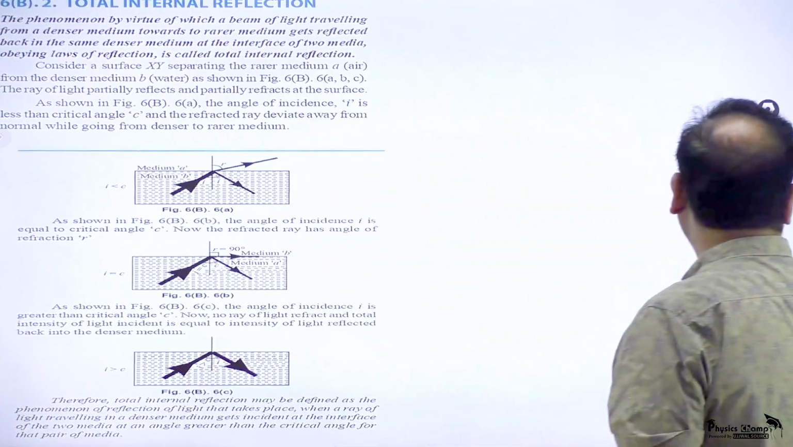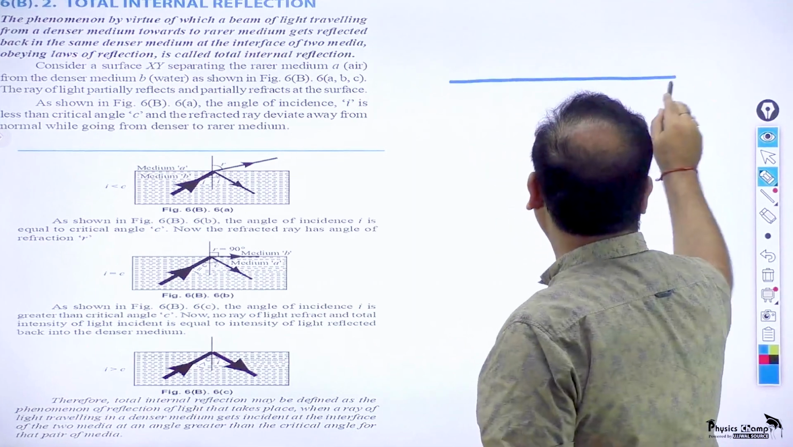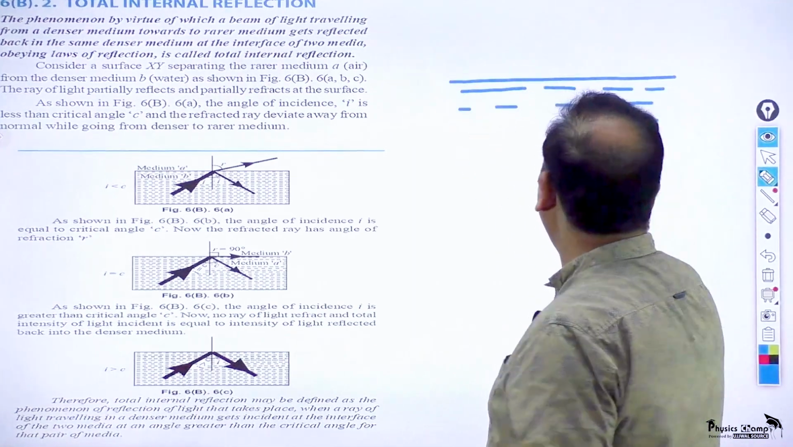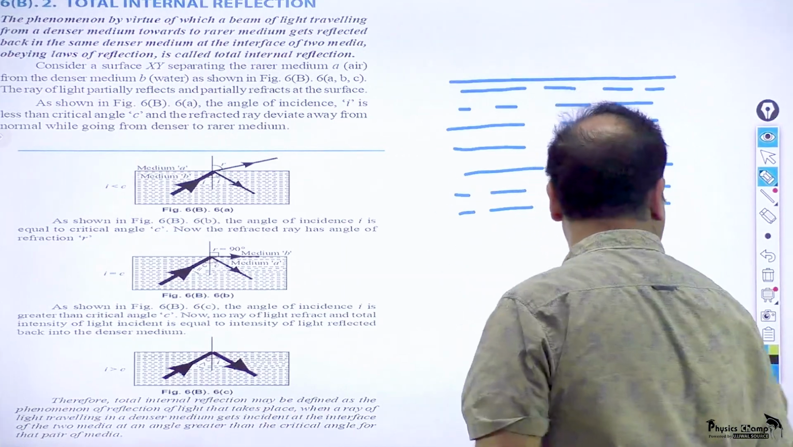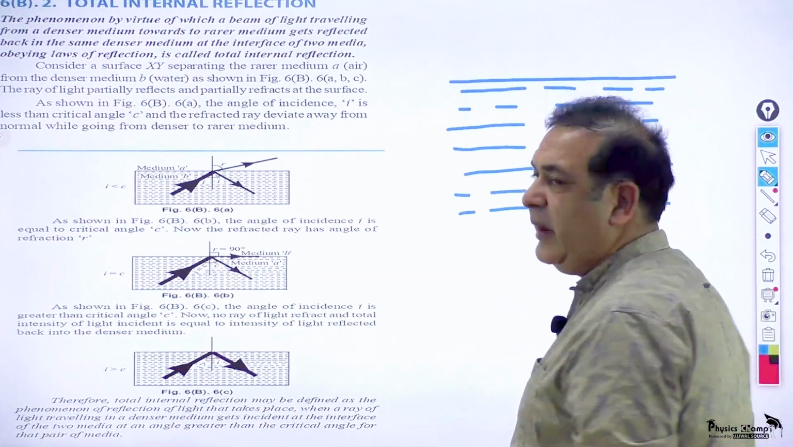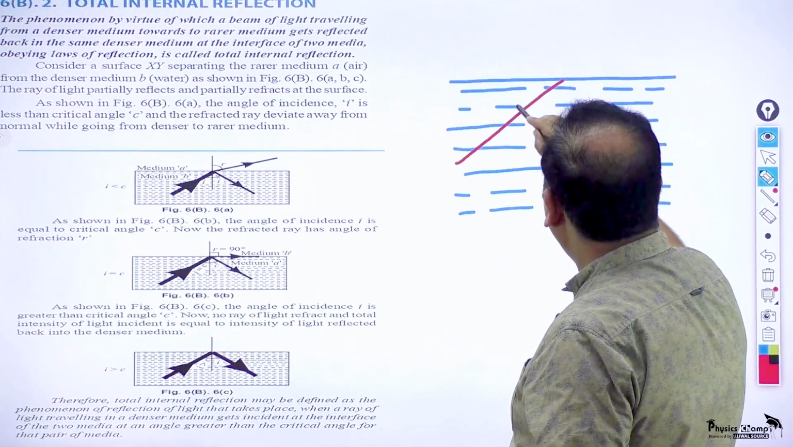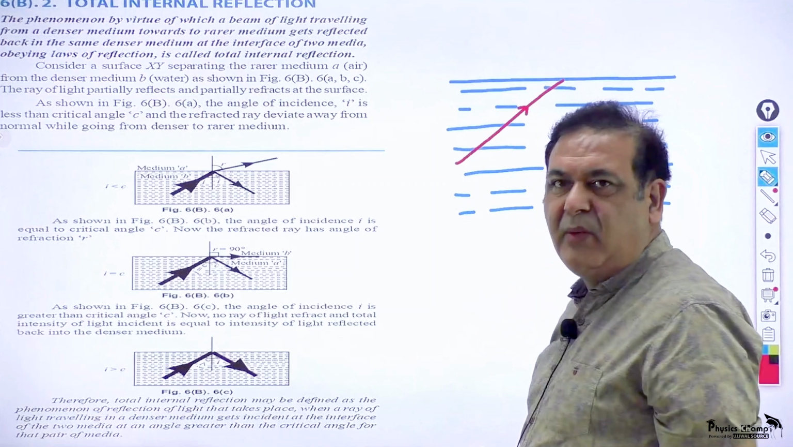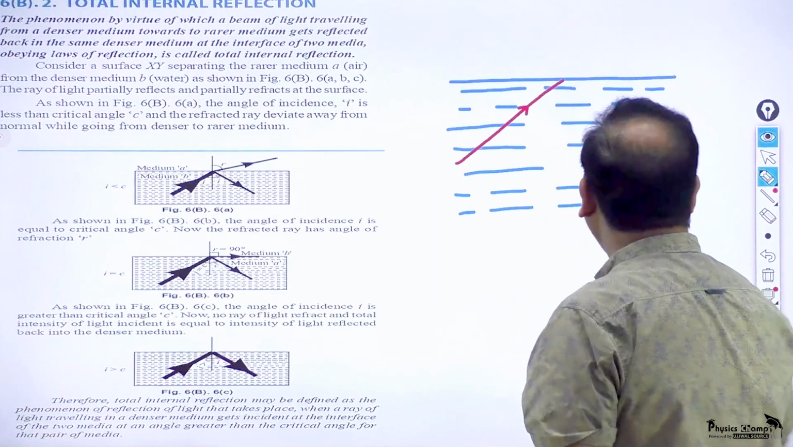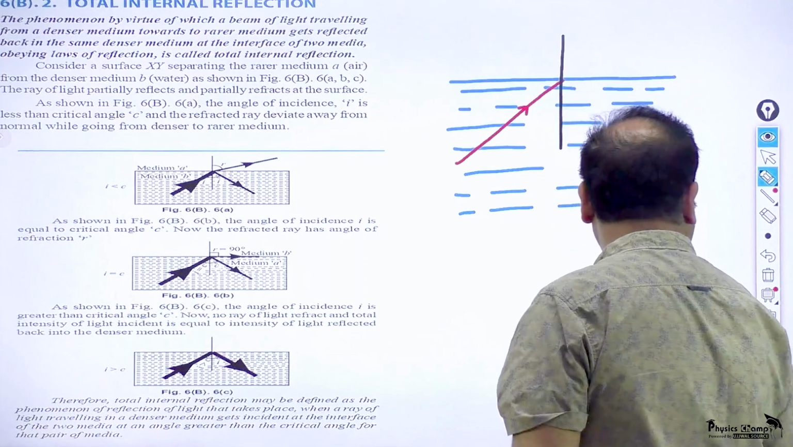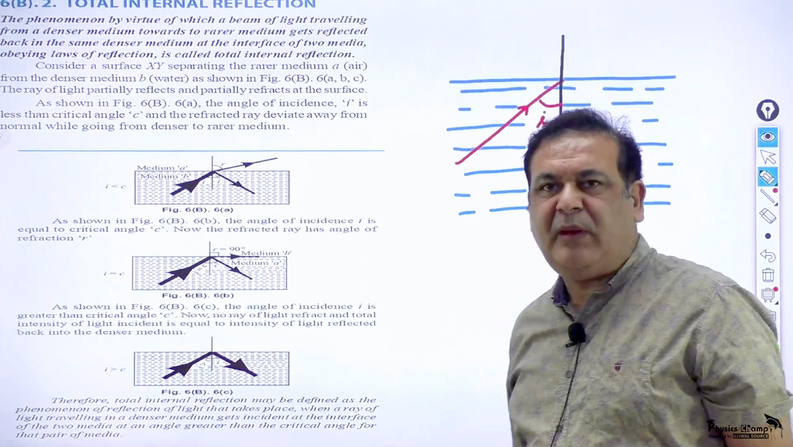So just imagine that there is a water surface, a denser medium, and a ray of light travels from denser medium to rare medium, from water to air. Now, at the normal, this is the angle of incidence. At this place, there are three possibilities.